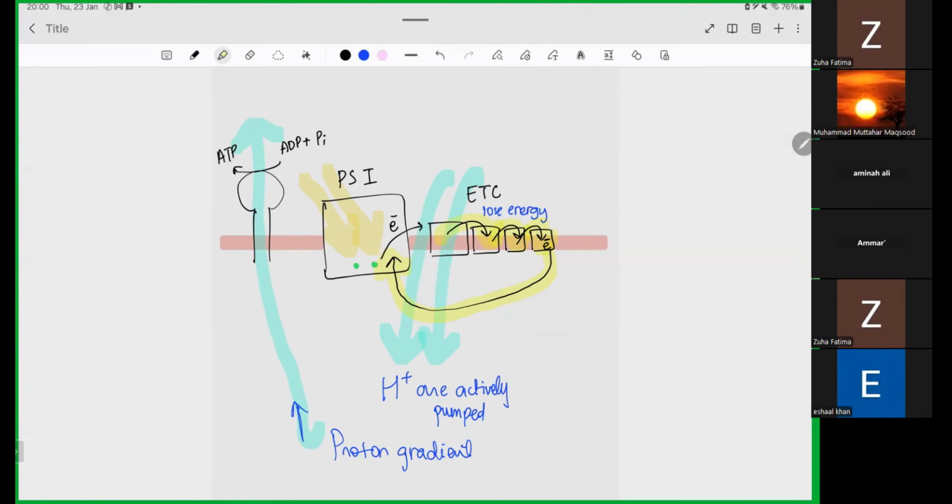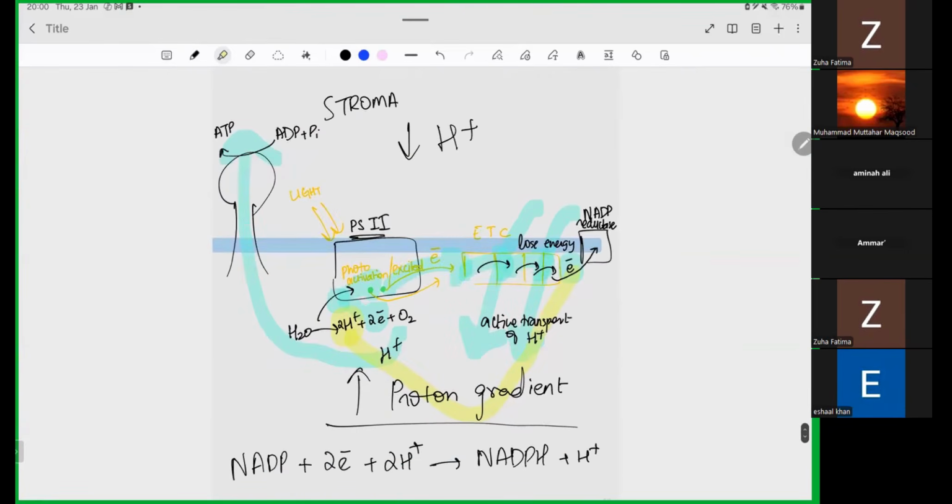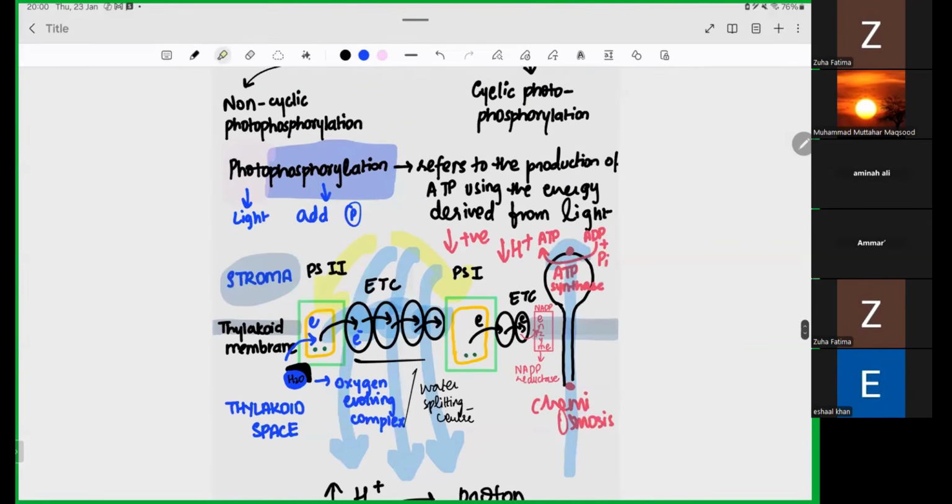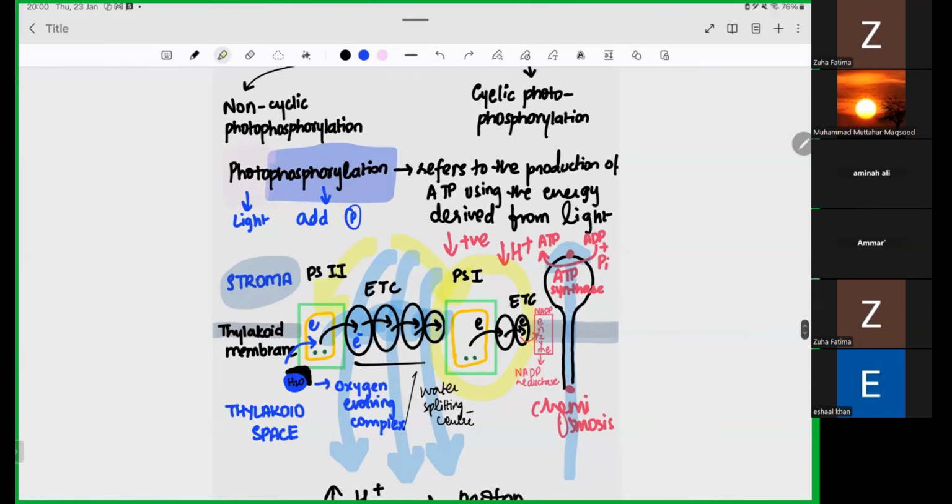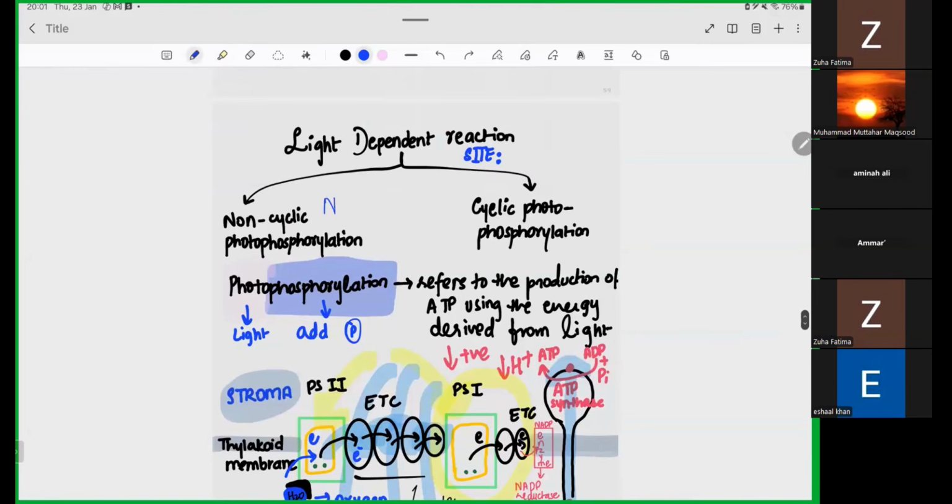Yes, and also, in non-cyclic photophosphorylation, both the photosystems were involved. We had PS2 and we had PS1. In cyclic photophosphorylation, we only have this part. This is not happening in cyclic photophosphorylation. So in cyclic photophosphorylation, it's only PS1 that we are concerned with. In non-cyclic, we are concerned with PS1 and PS2. An easy way to remember this could be NCP and CP, okay?